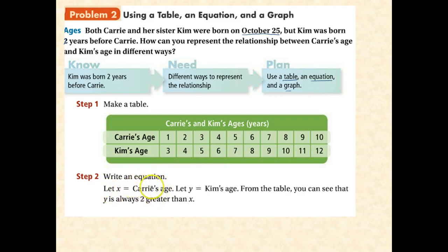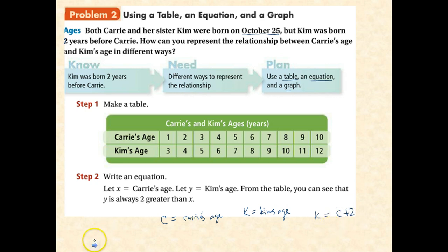How about an equation? If we let x equal Carrie's age and y equal Kim's age, from the table you can see that y is always 2 greater than x. Or, if you're smarter than this book, you can say that let c equal Carrie's age and k equal Kim's age, and then you get k equals c plus 2.